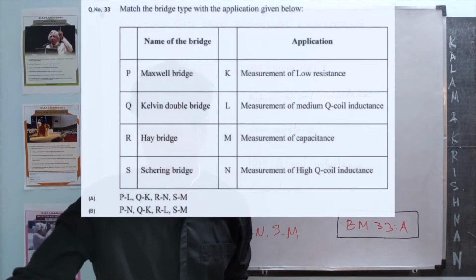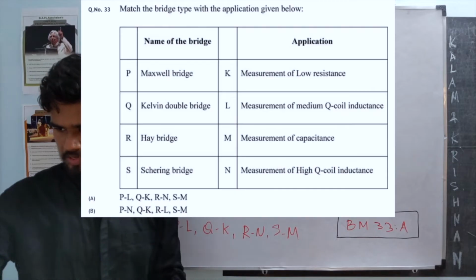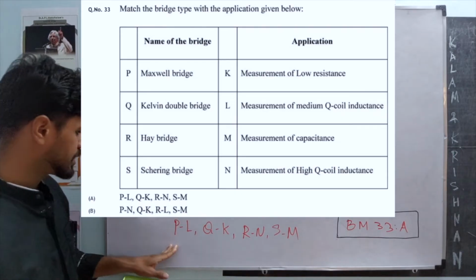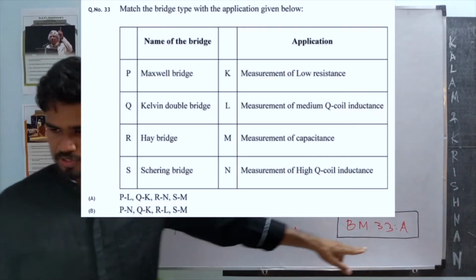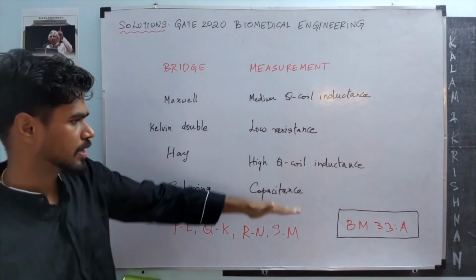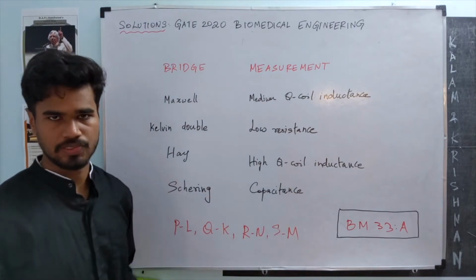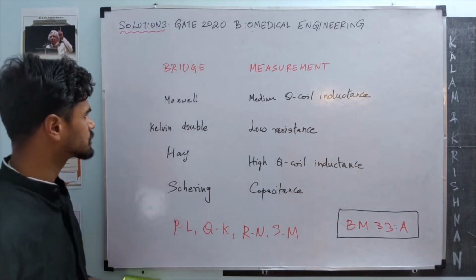Question number 33. Match the bridge type with the application given below. Okay, 4 bridges are given and 4 applications are given. The right answer is P-L, Q-K, R-N, S-M. That's option A. And I have written the bridges and the corresponding applications so that they actually match. Okay, so this is just a memory based question. Just know what is what.